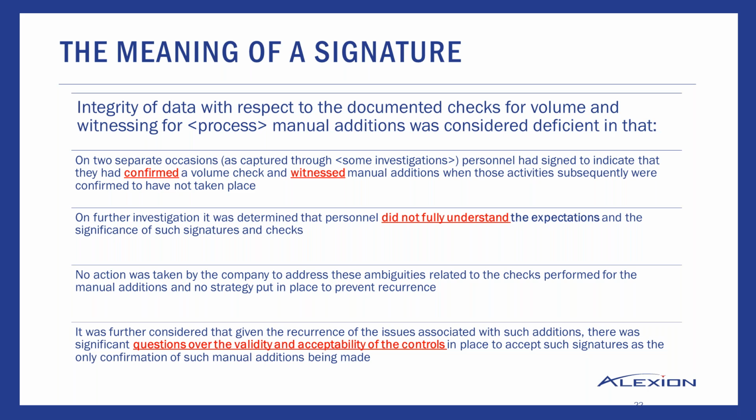In the case here, no action was taken by the company to address these ambiguities, and no strategy put in place to prevent recurrence. So this then appeared to lead to a wider issue, that there then were questions over the validity and acceptability of the controls. So then does anybody know what they're signing? So can you trust the documentation at all?